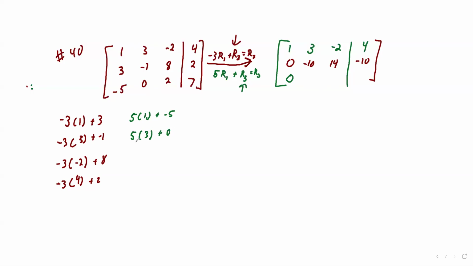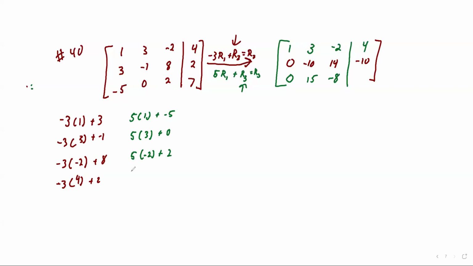So 5 times 3 is 15. 15 plus 0 is 15. Then we go on to the next one. 5 times row 1, which is negative 2, plus row 3, which is 2. So 5 times negative 2 is negative 10. Negative 10 plus 2 gives you negative 8.